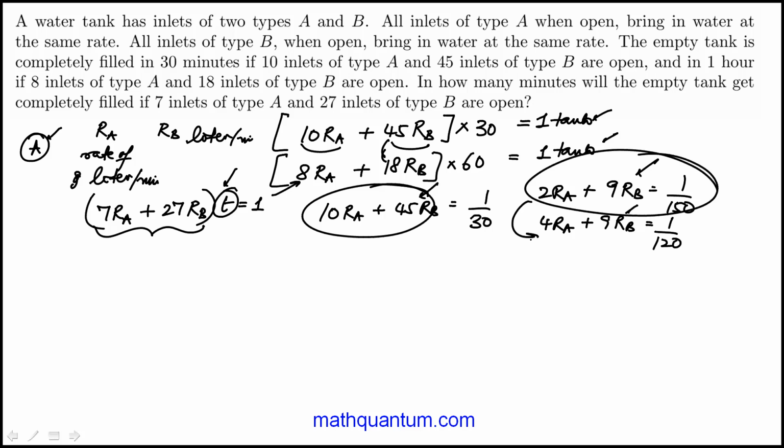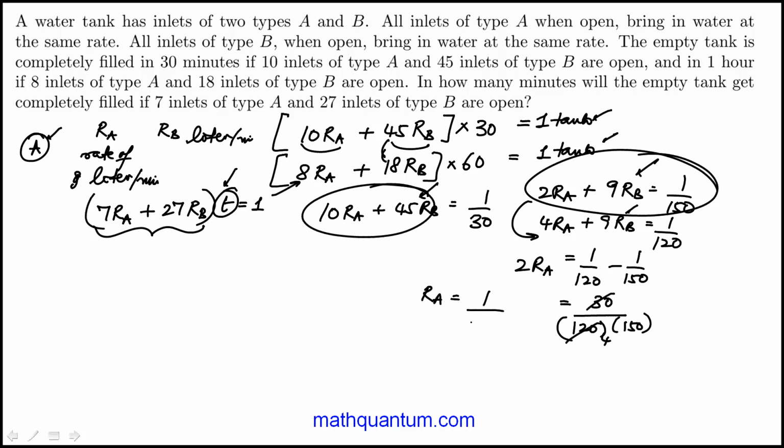So I'll subtract that from this second one, so maybe factoring was a good idea. It's equal to 1 over 120 minus 1 over 150. So that becomes 30 over 120 times 150. That's 4. R sub A is 1 over 4 times 150. And maybe I'll leave it in that form, because once I plug it in, things will simplify.